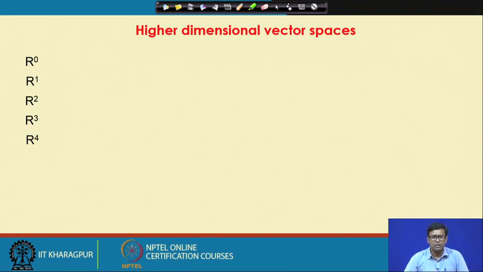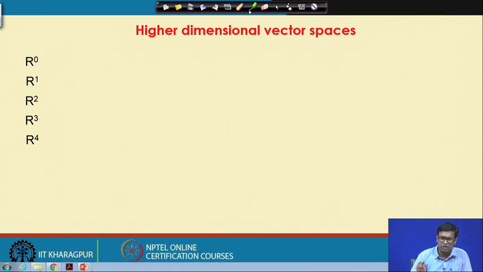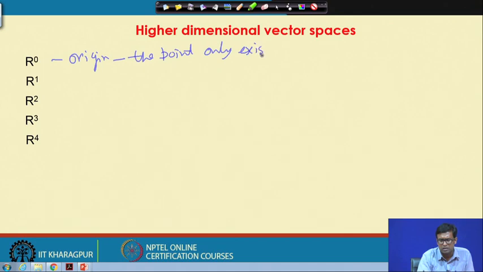We will start with the 0th dimensional vector space. What is 0 dimension? We say a point has 0 dimension. What is a point? It has no length, it has no orientation, it only has its presence. So, the 0th dimensional vector space or R0 can be the origin only, it is a point. The mere existence of a point can be thought of as a vector space of 0 dimension.